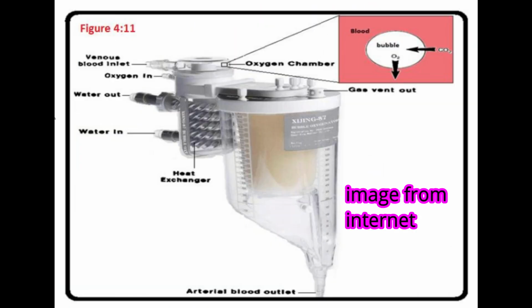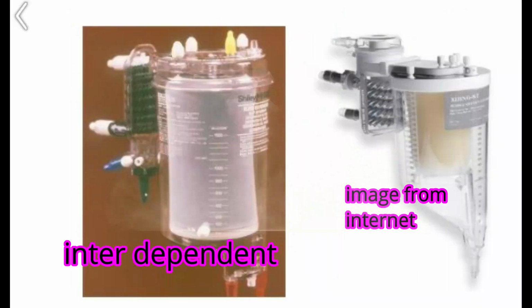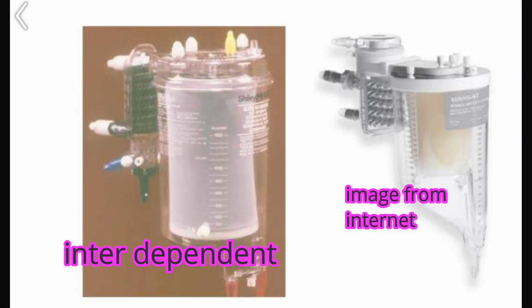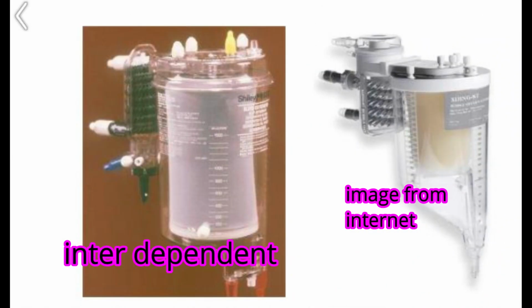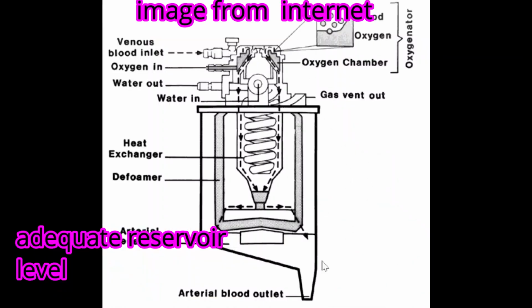Oxygen and carbon dioxide exchange is more interdependent in a bubble oxygenator than in a membrane oxygenator, with an increase in gas flow increasing the PaO2 and decreasing the PCO2. One has to maintain an adequate reservoir volume in a bubble oxygenator to allow for adequate blood gas exchange and debubbling of the blood.